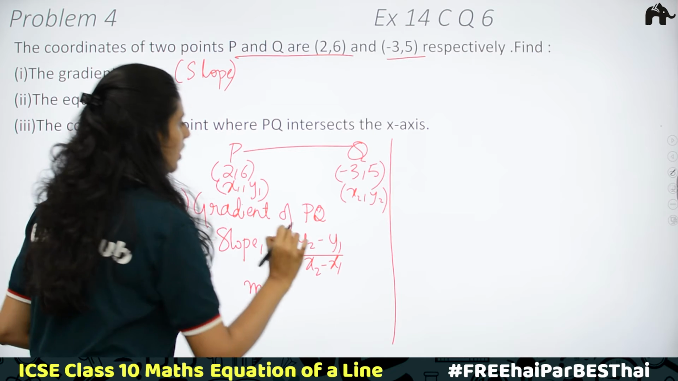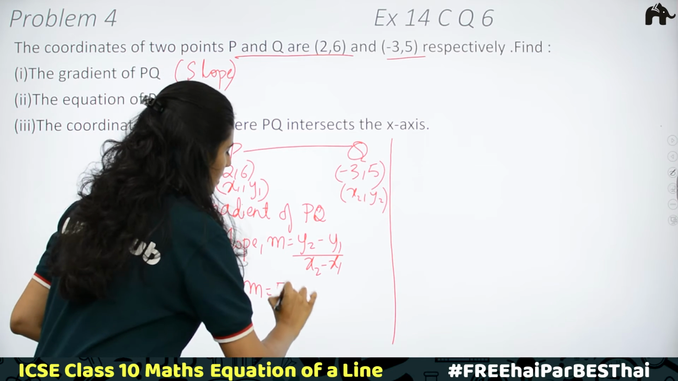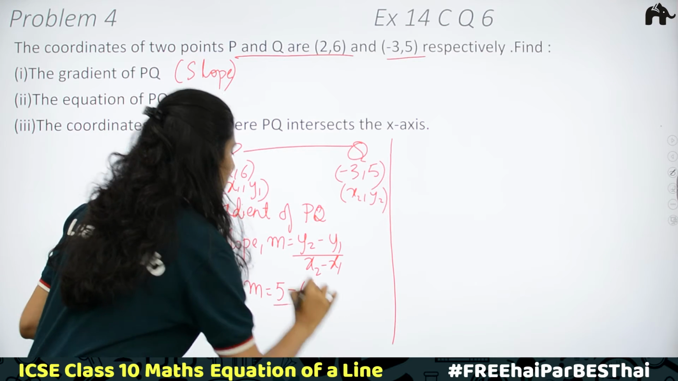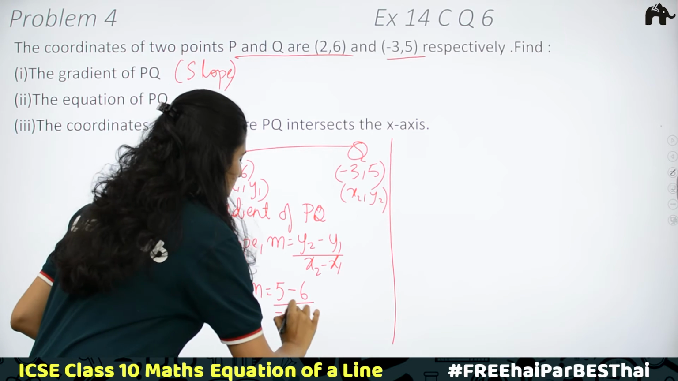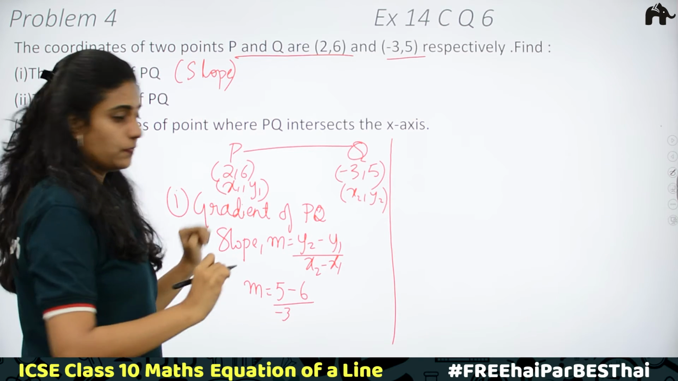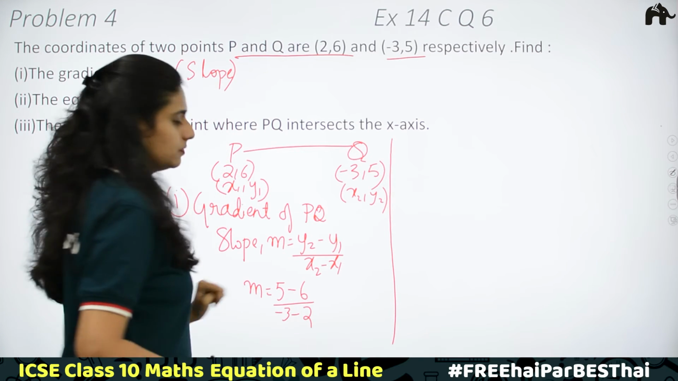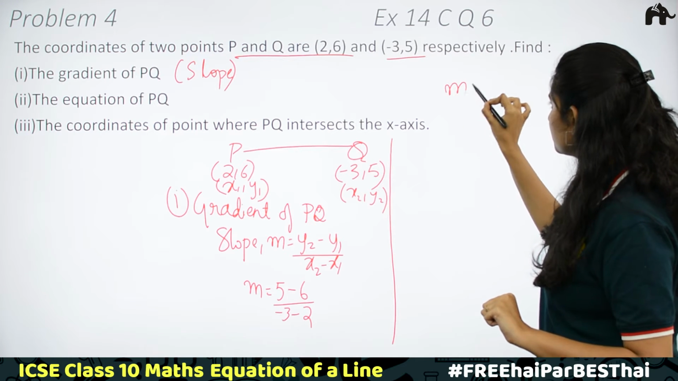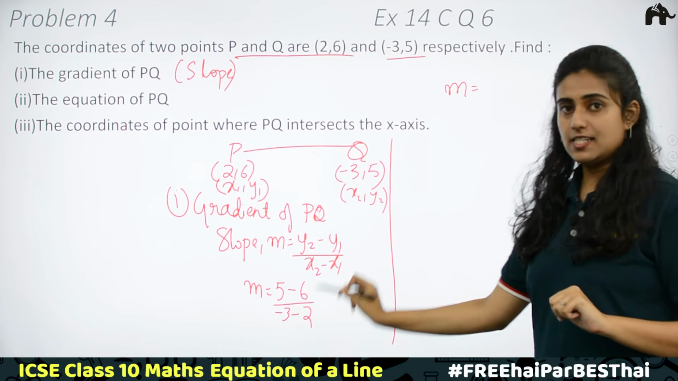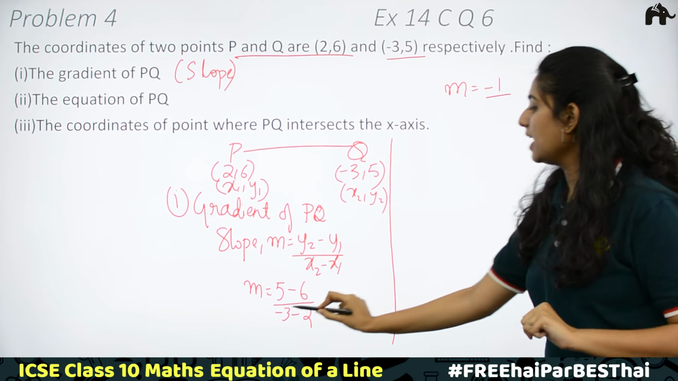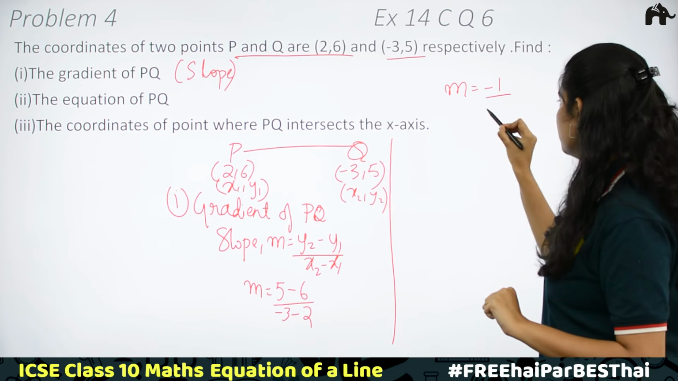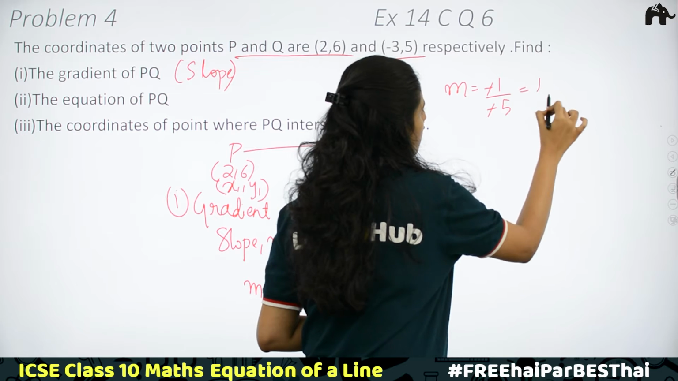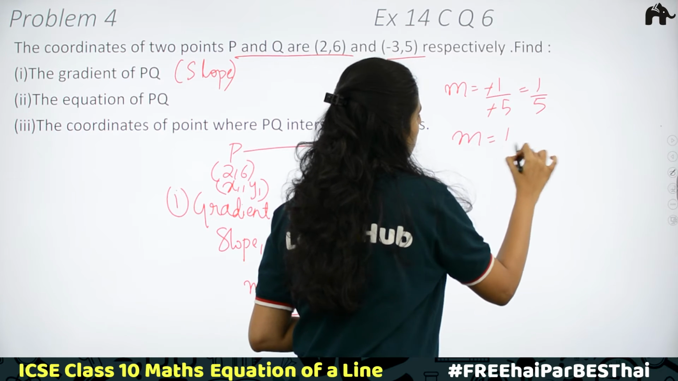Therefore, m is equal to, what is y2? 5 minus y1. y1 is 6. 5 minus 6 divided by x2 is minus 3 and x1 is 2, minus 2. Okay. That is m is equal to 5 minus 6, minus 1, divided by minus 3 minus 2 is minus 5. We can cancel these negative signs. Then we get 1 by 5. Slope m is equal to 1 by 5.